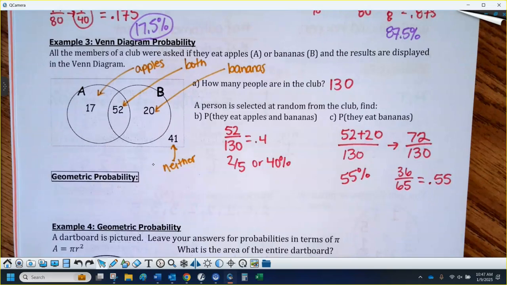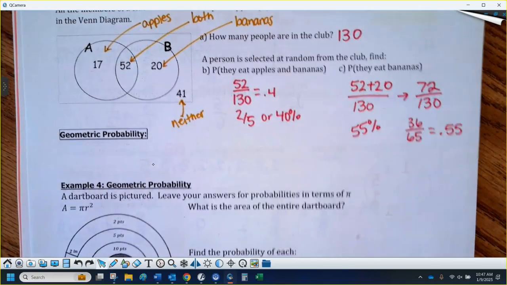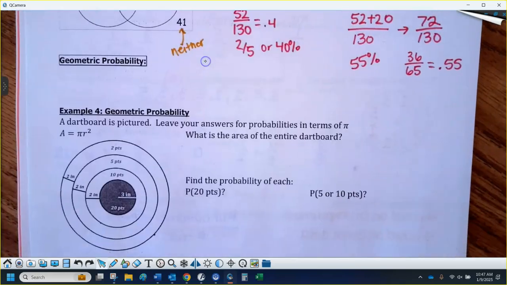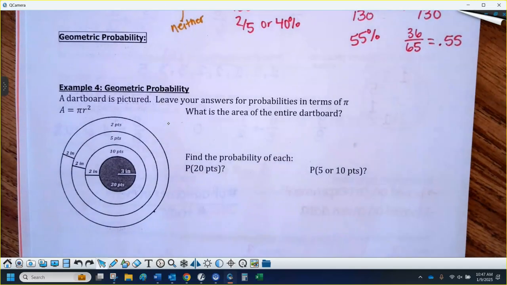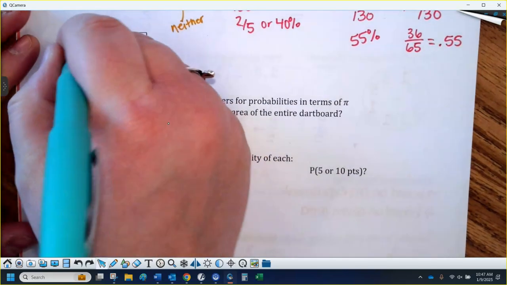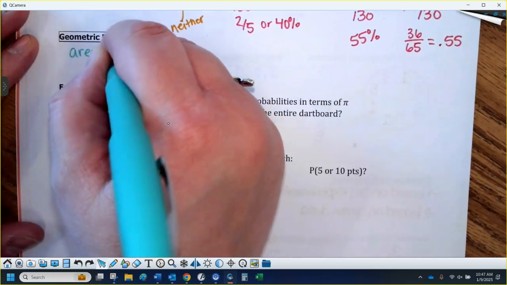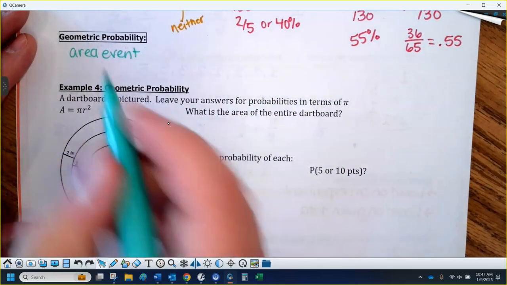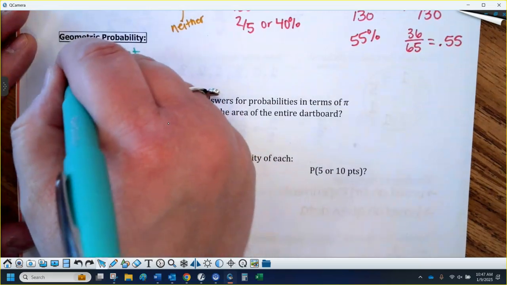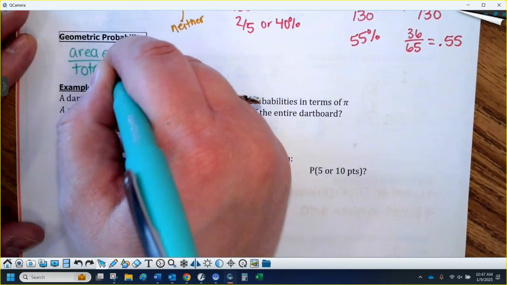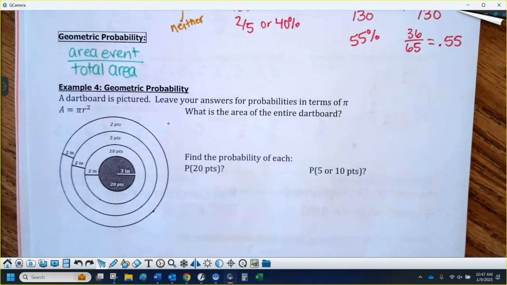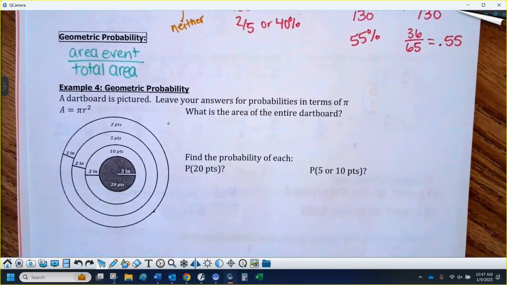Okay, now, we did theoretical, experimental, and now we're going to look at geometric probability. So geometric probability is going to involve some kind of area or some kind of space. And the way you calculate this probability, it's going to be the area of the event that you want to happen divided by the total area of whatever the object is that you're working with.